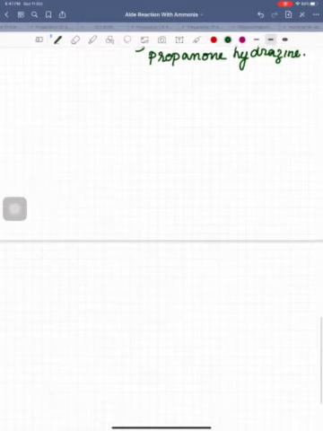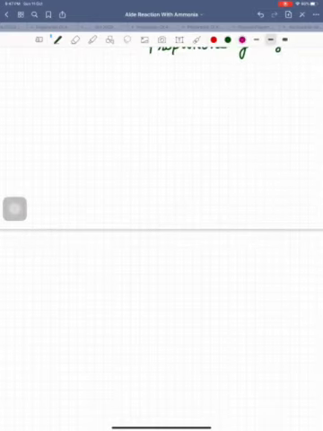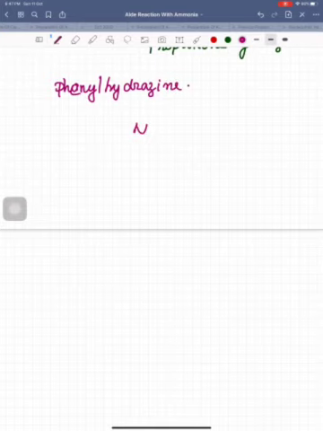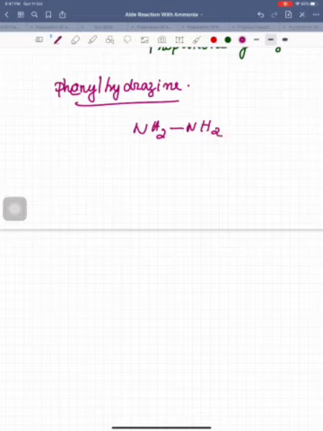The next one you can write the same: the reaction with phenylhydrazine. Phenylhydrazine means, in hydrazine you know there is NH2; in that NH2, one of the H you remove, and in that place a phenyl group gets substituted.